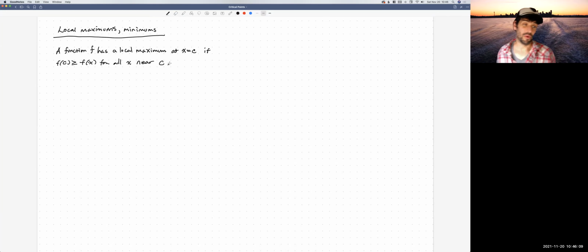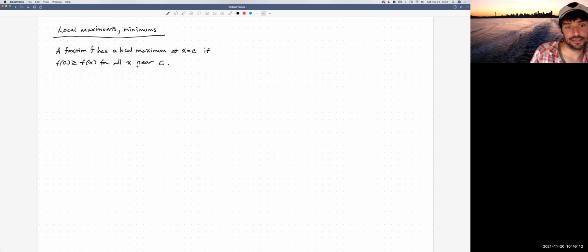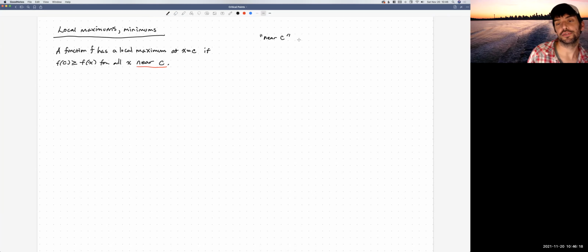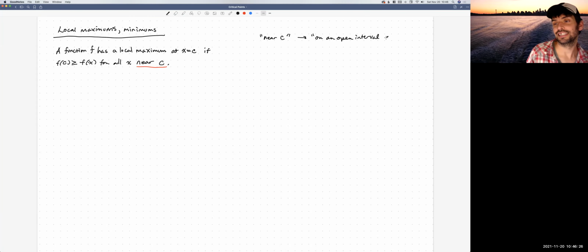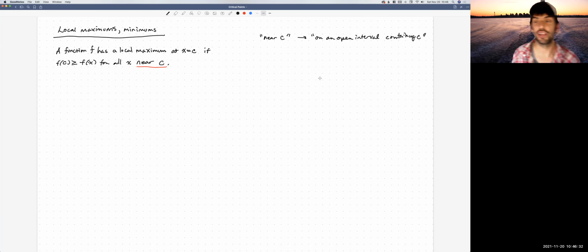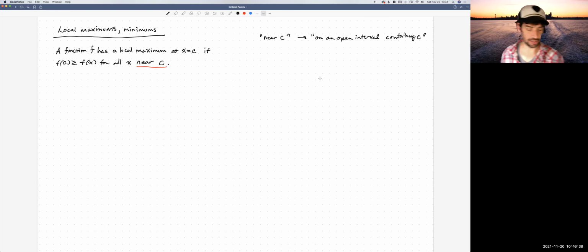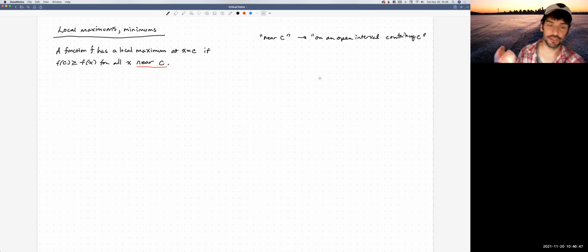c. So what I mean by near c, when I write near c, we can think of this as meaning on an open interval containing c. Okay, so that's what I mean by near c, some open interval. It doesn't say anything about the size. So near, I'm using in a little bit different way than we're used to. This interval could be massive. In fact, it could be infinite, and we'd still call it near, because all I really mean is an open interval. Typically, the ones we're going to talk about are going to be small. We'll say more about what this means in a second.